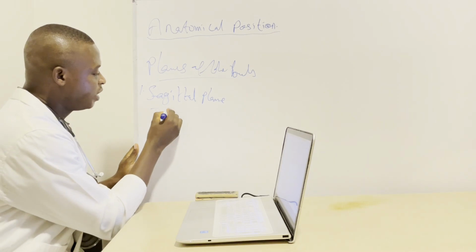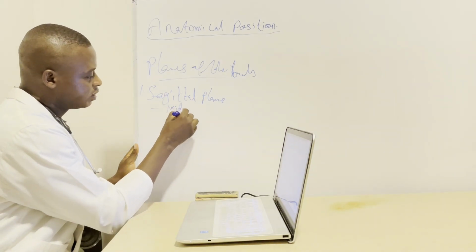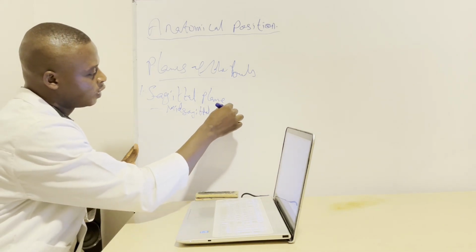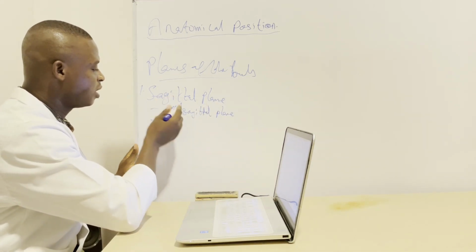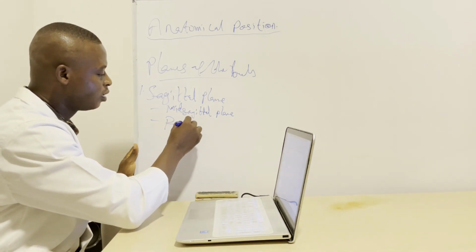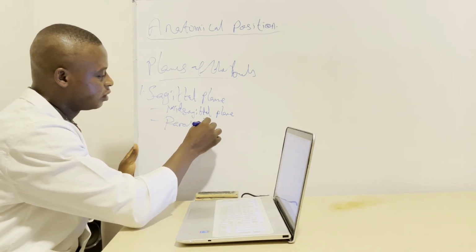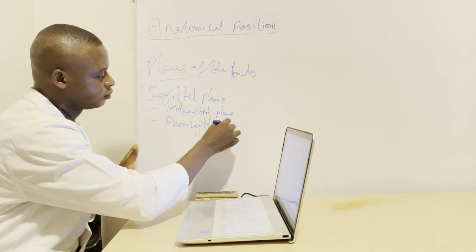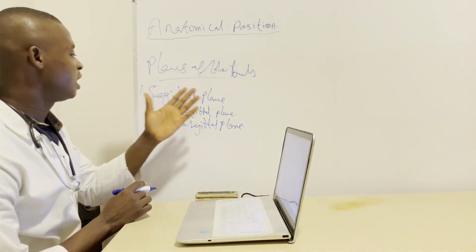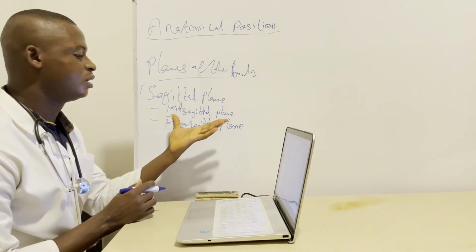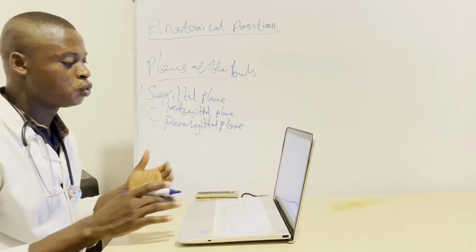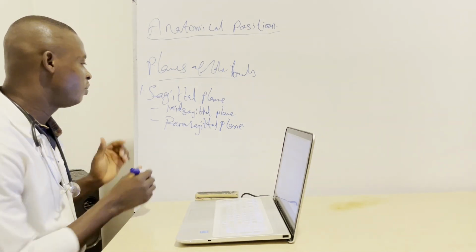That one we call the mid sagittal plane, and then the body can be divided such that one part is bigger than the other. That one we call the parasagittal plane. Okay, so we have the sagittal plane, divided into mid sagittal, being divided into two equal parts, and the parasagittal, divided into two unequal portions or unequal parts.